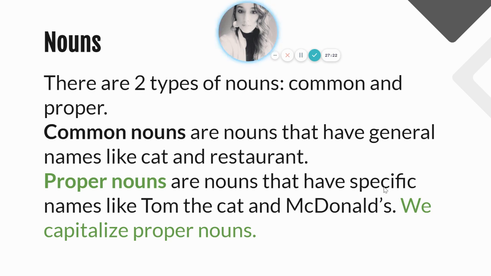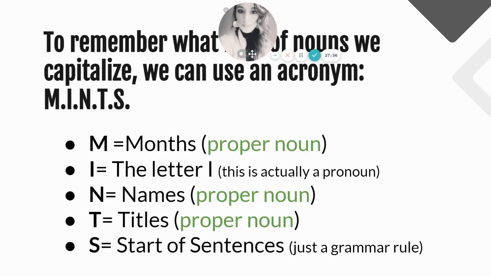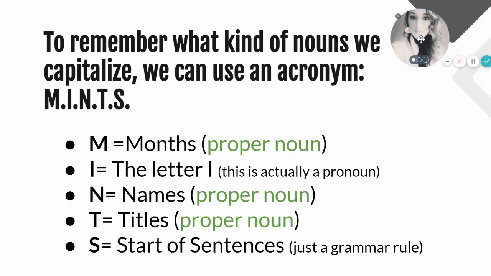School is a common noun. So we don't capitalize the word school. But Wilson and Young is a proper noun. So we capitalize Wilson and Young. So sometimes we have other things that we capitalize that are not proper nouns, and we want to use this acronym here to help us better remember them. This is called MINTS. M stands for months, which are actually proper nouns because they're names for specific months of the year. So for example, February, March, April, May, all of those names, we always, always capitalize.